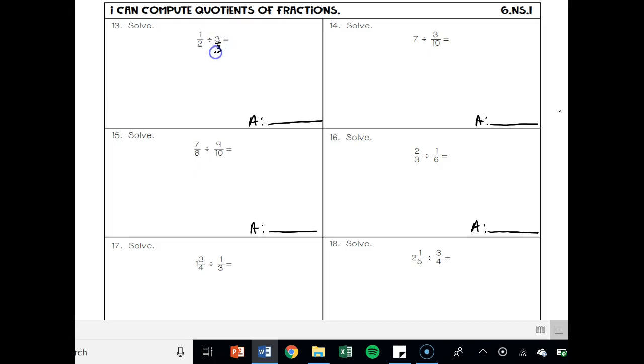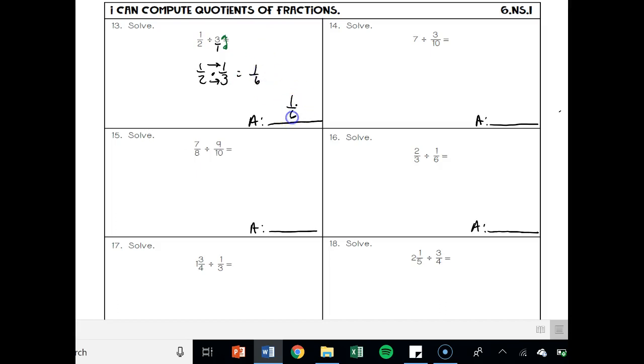First thing you're going to want to do, put that bad boy not over 3, but over 1. And now that we have two fractions, I'm going to want to flip this. So I rewrite it 1/2 times 1/3. I get to multiply straight across, and I get my answer of 1/6. That's fully simplified, so I put my answer on my answer line.